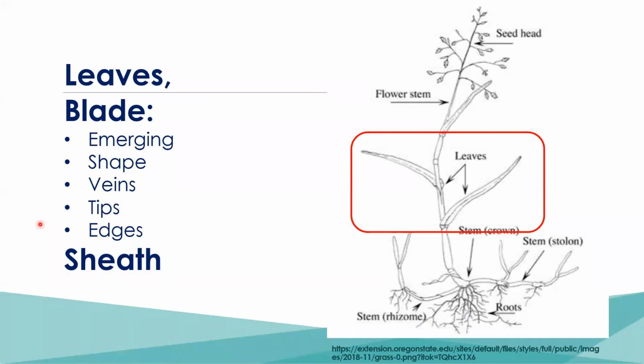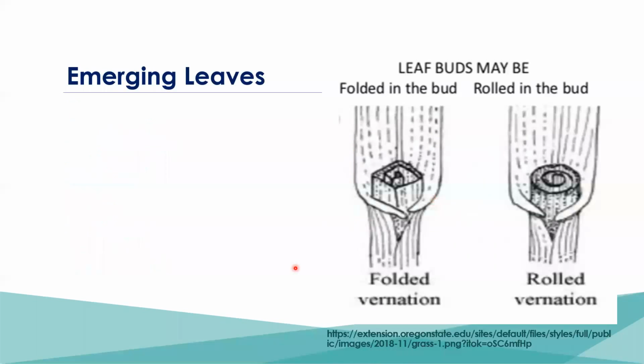All right, so our next section of the grass, we are looking at the leaves. So the leaves, there's the blade, and that's the part that sticks out from the plant. We're going to look at when it's emerging, the various shapes the blade can take, the venation. We're going to look at the tips and some features on the edge, and then we're going to look at the sheath, and the sheath, just like the sheath of the sword, is wrapping around that central stem. This section is pretty self-explanatory.